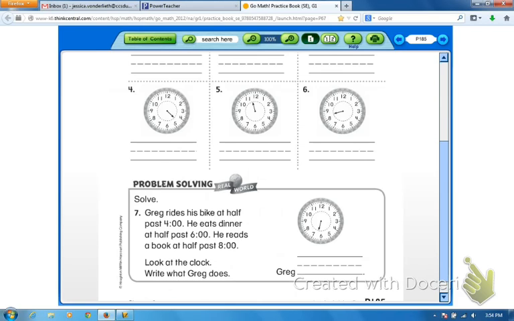So looking at the clock, you know 3 different things that Greg does. The clock shows 6:30, and in the story problem, we know 6:30 is when he eats dinner. So that's what we would write down there on the line. Greg eats dinner.